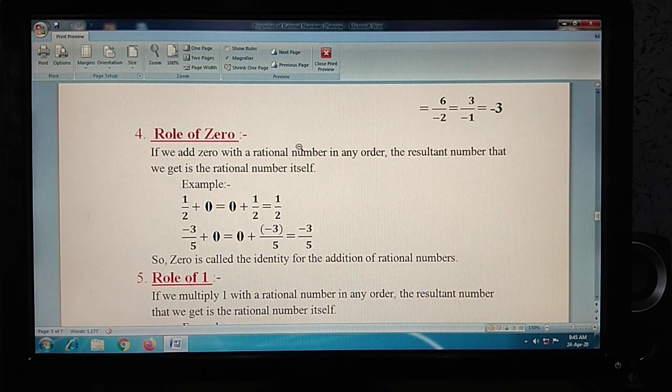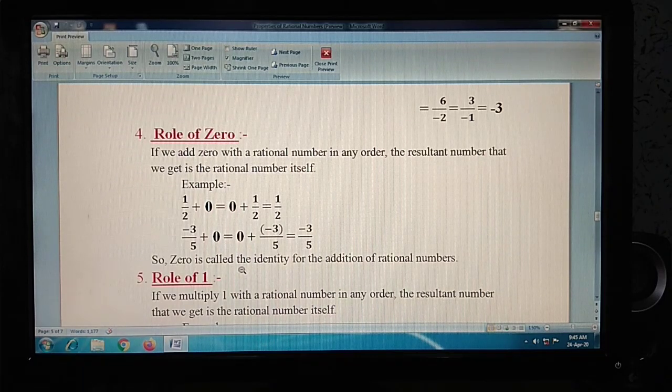So what is the role of 0? Let us see. If we add 0 with a rational number in any order, the resultant number that we get is the rational number itself. Say for an example, this half is a rational number, and if we add 0 to it either in this manner or in this manner, whichever order you want, we will always get the number itself. Even in the case of a negative rational number, if we add 0, we'll get the same number itself. So 0 is called what? 0 is called the identity for addition of rational numbers.